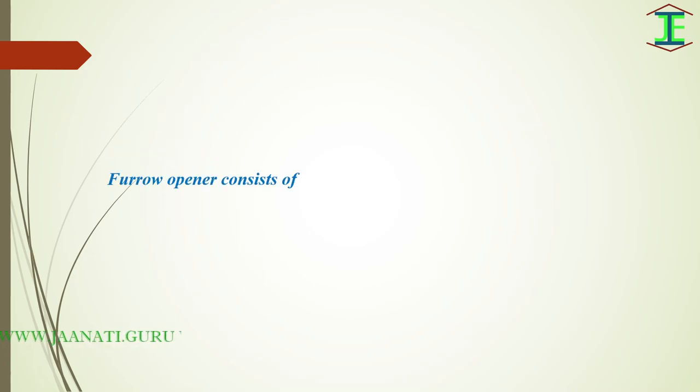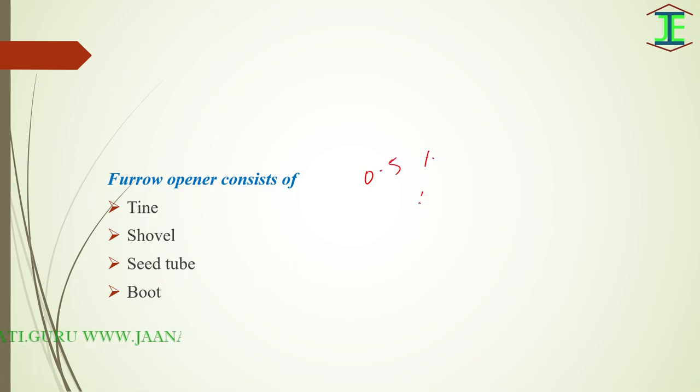So this furrow opener consists of a tine, shovel, seed tube, and boot. So shovel is made up of carbon steel, in which the carbon content is 0.5% and minimum thickness of 4 mm. Seed tube is at the end, there will be tine like this. For this tine, the shovel is fixed. Shovel is the cutting element which is going into the soil. For this, seed tube is fixed.